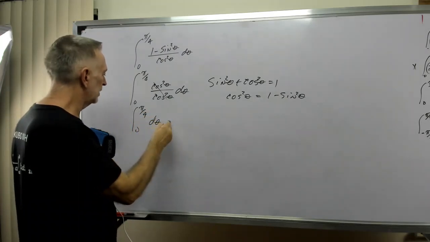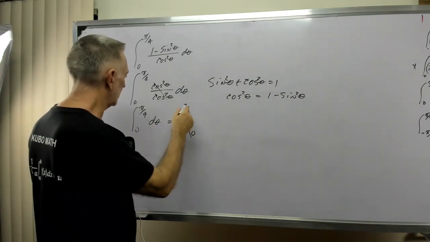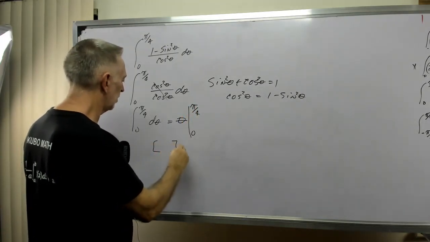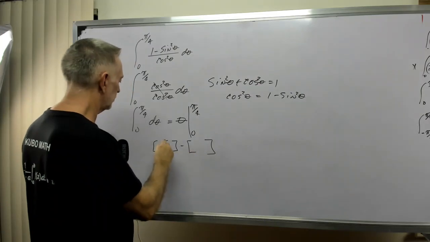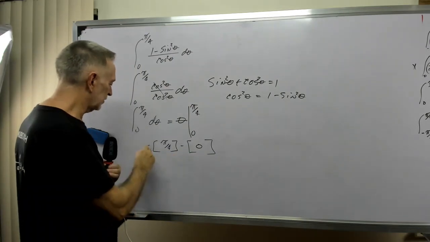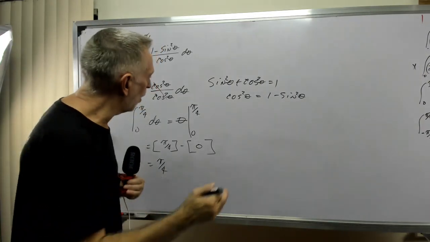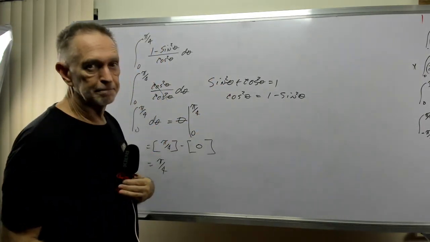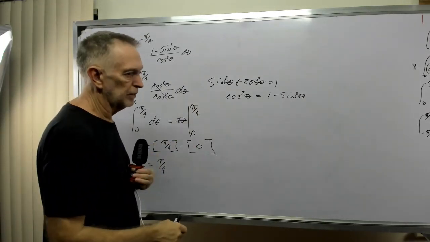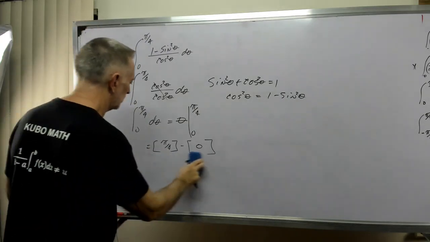1 times d theta, and that integral equals theta, looking at the limits of 0 to pi over 4. Well, I have my little 2 blocks here. What goes in the first one? Pi over 4. What goes in the second one? 0. Pi over 4 minus 0 equals pi over 4. But that was made possible by knowing some identities here. It's important. And to understand these, maybe look at trig on a unit circle. It helps you with some of those.